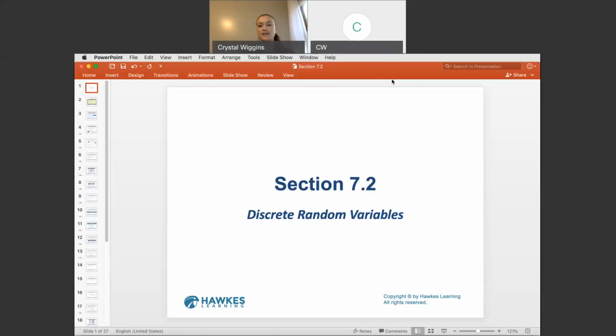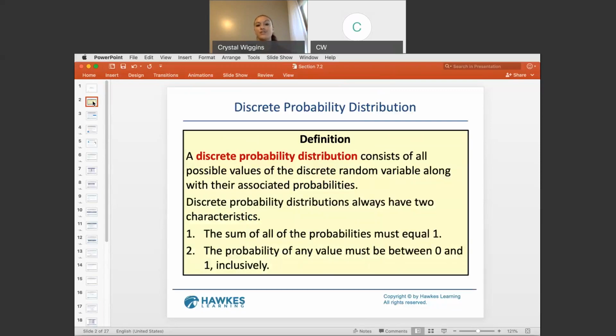All right, this video is on section 7.2, where we dive a lot deeper into discrete random variables and the distributions that go along with them. So a definition of a discrete probability distribution consists of all possible values of the discrete random variable along with their associated probabilities. We saw one of these examples in 7.1 when we were referring to a die, a six-sided die.